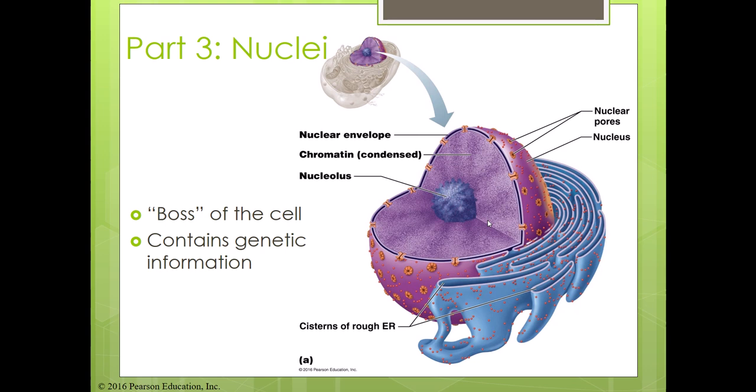Now, in other parts of the cell cycle, it will get nice and neatly, tightly packaged into what we call chromosomes, and I'll show you what that looks like in just a little bit. But nuclei are really incredibly important because they do have the DNA. They do have all of your genetic information.